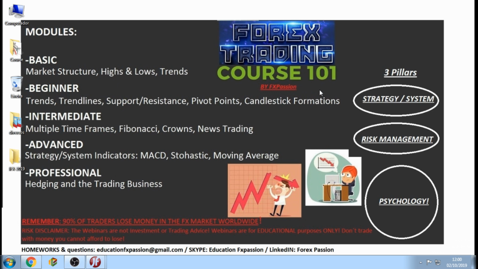Day 2. Remember the three pillars. We're trying to implement what we have learned so far in the live market. We're trying to build a strategy and or a system. We are trying to understand how risk management works, and how the psychology part works. Also remember that we are ending the basic and beginner module, so starting from next week we are going to jump into the intermediate module.